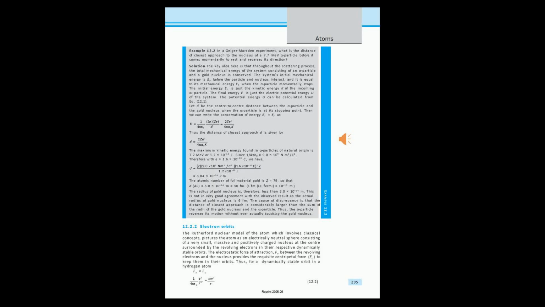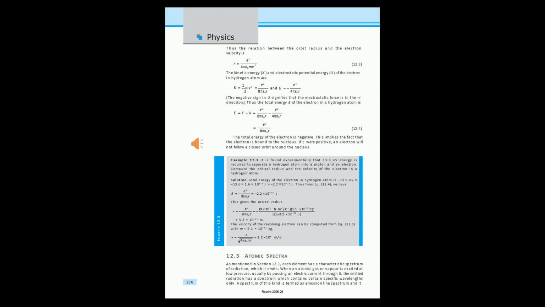Thus, for a dynamically stable orbit in a hydrogen atom, Phi equals Fc, so we get equation 12.2. Thus the relation between the orbit radius and the electron velocity is given by equation 12.3. The kinetic energy, K, and electrostatic potential energy, U, of the electron in the hydrogen atom are given by the following equation. The negative sign in U signifies that the electrostatic force is in the -r direction. Thus the total energy E of the electron in a hydrogen atom is given by equation 12.4.